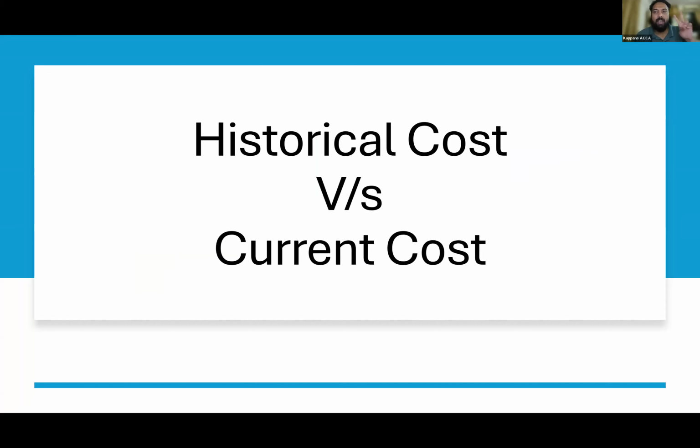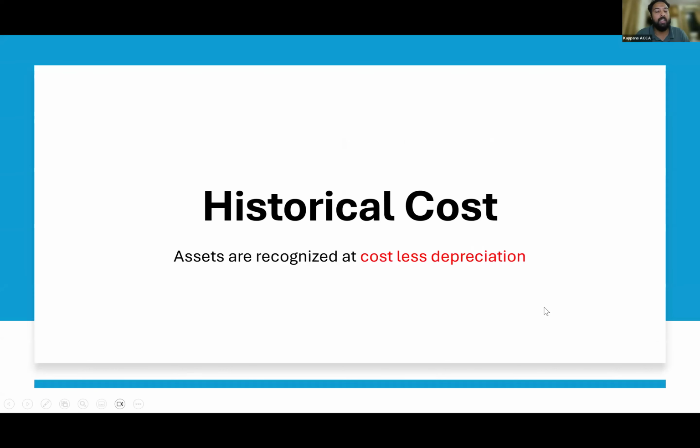And this topic has been asked just two times in your examination, one as a theory question and the second one as a problem question, which is known as inflation accounting. So first we are going to look into the theoretical part of historical cost and current cost. So what exactly is historical cost?